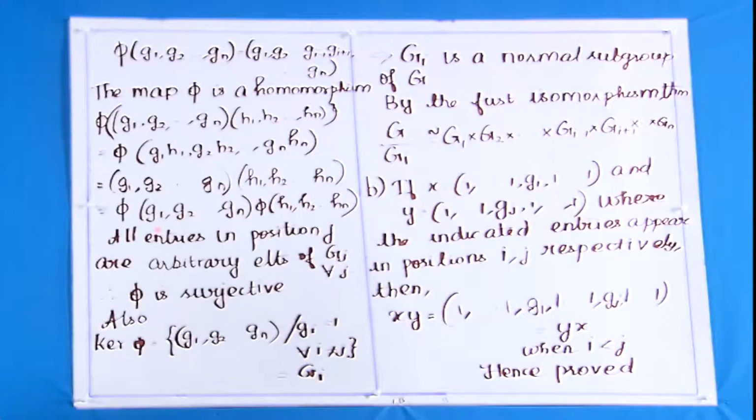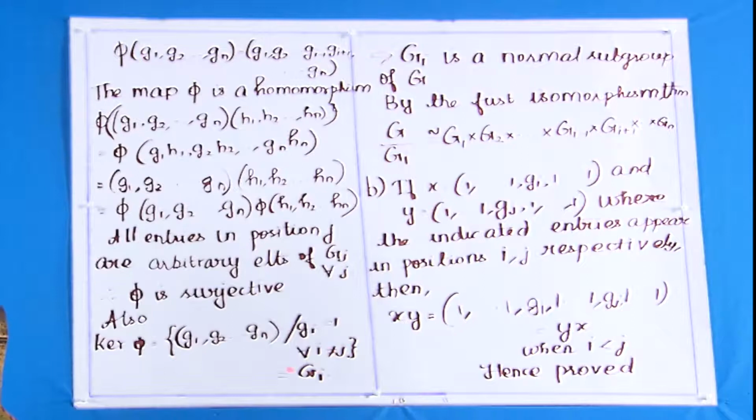Now, let us see the next properties. All entries in the position j are arbitrary elements of Gj for all j. Therefore, phi is surjective. So, the homomorphism property has been satisfied, surjective is done. Now, let us see what happens to kernel phi. Kernel phi is equal to the set of all (g1, g2 so on up to gn) such that gj is equal to 1, the identity element, for all j not equal to i.